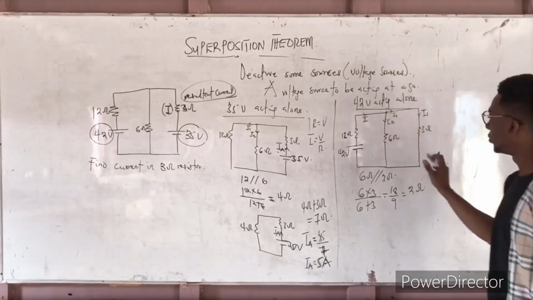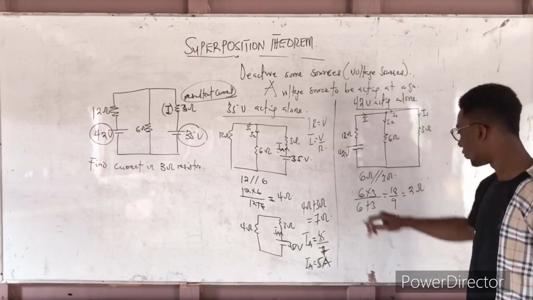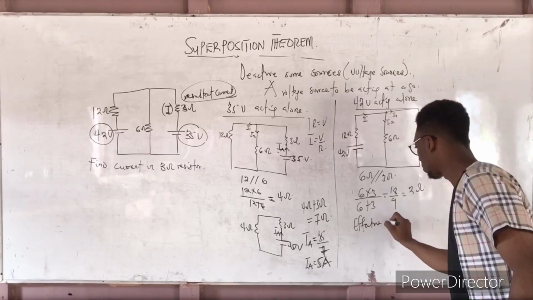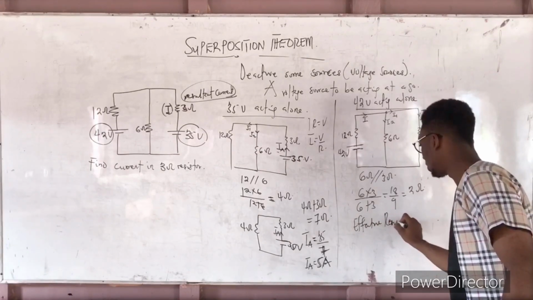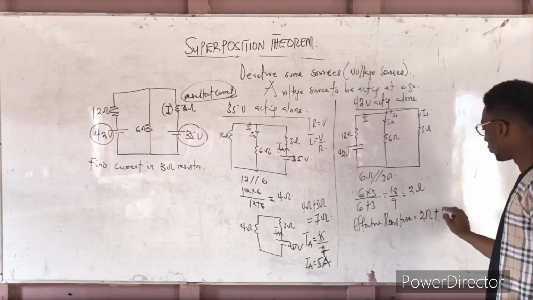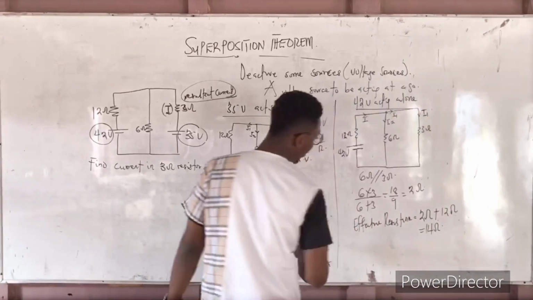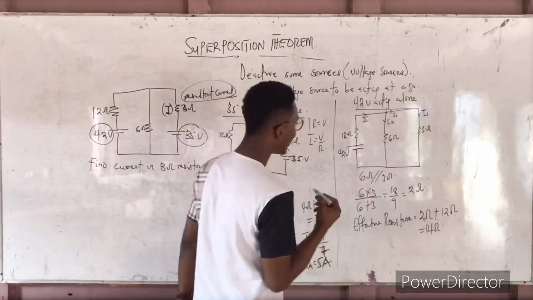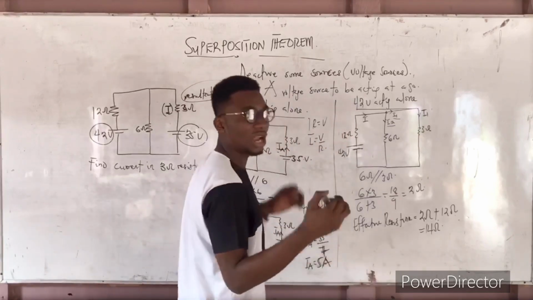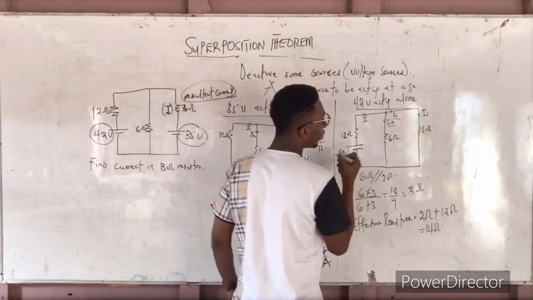So now the effective resistance of 2 ohm will be in series with this 12 ohm. The total effective resistance in this circuit now becomes the 2 ohm plus this 12 ohms, giving 14 ohms. So if the total effective resistance is 14 ohms, then we can now find current I1 and current I2. Remember that we did the current division law.